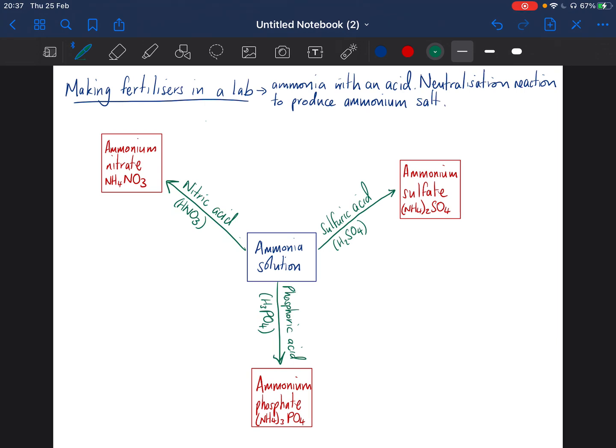So I'm going to quickly go through the word and symbol equations for these reactions because you're expected to know them for the exams, and then move on to how we actually produce these. I'm going to start with our nitric acid one. So we're going to react nitric acid and ammonia, and we're going to produce ammonium nitrate from it, okay?